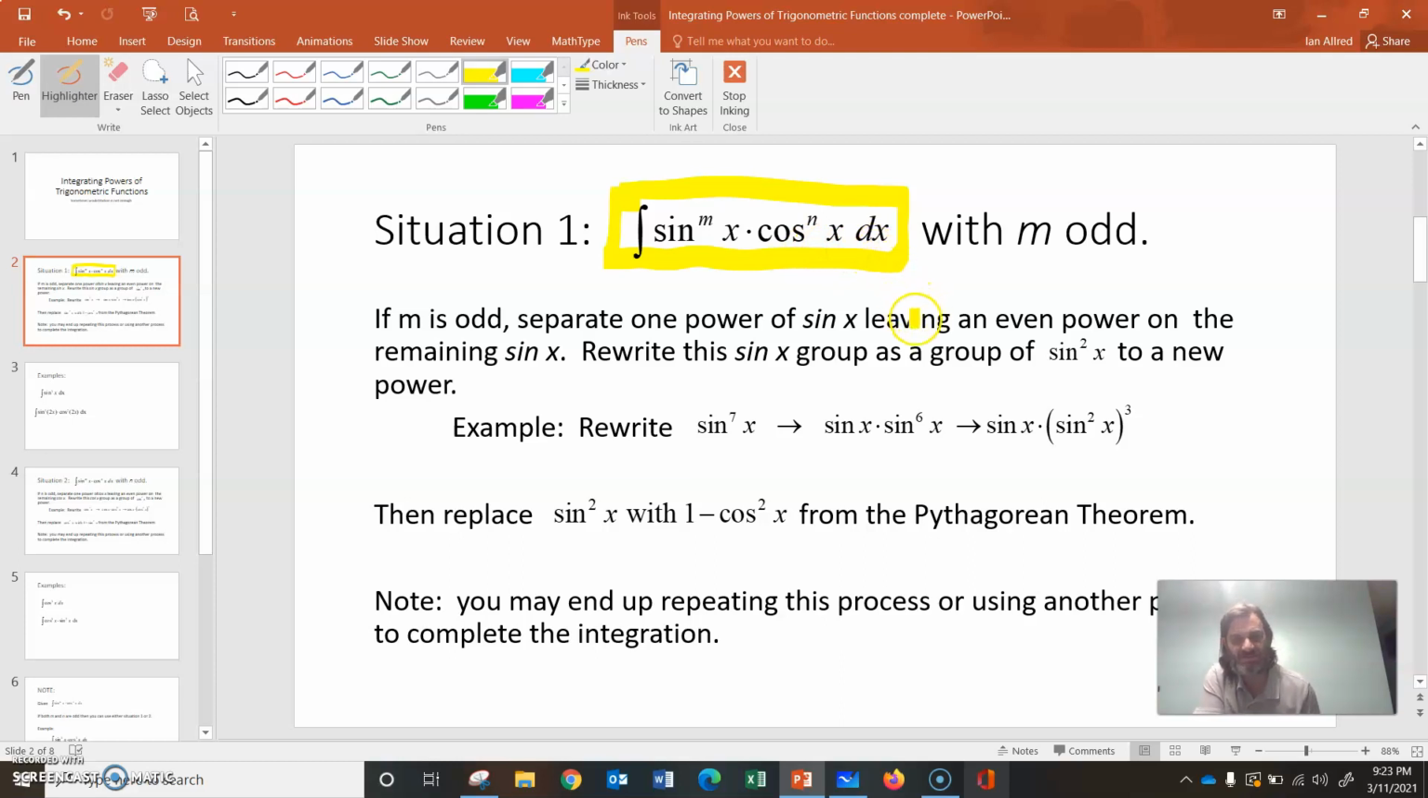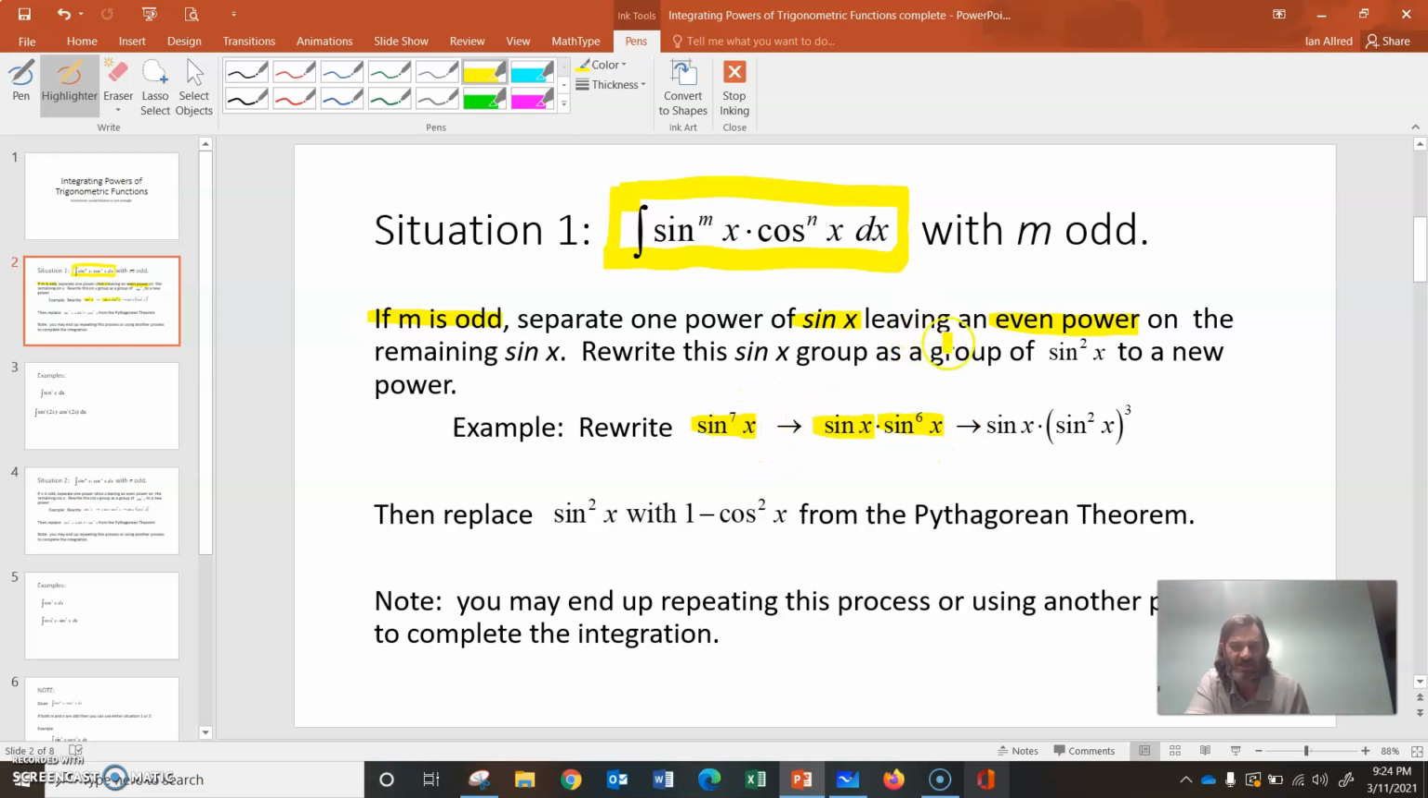And our first situation is going to focus on when m is odd, meaning when the sine power is odd. So if the sine power is odd, we're going to separate one power of sine, and since it was odd, when we take one out, the remaining will be even. My example down here is sine to the 7th. I'm going to pull one away, so just plain old sine times sine to the 6th.